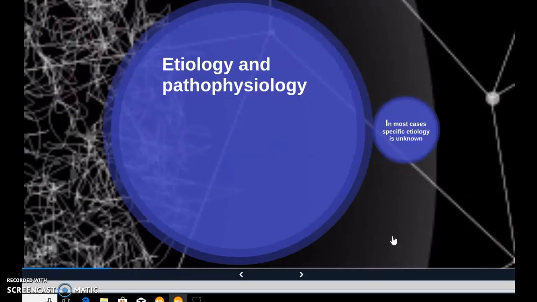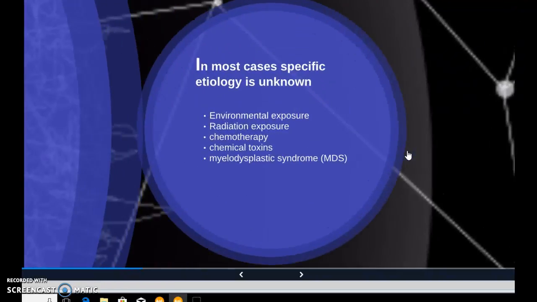So we're going to talk a little bit about the etiology and the pathophysiology of these patients. When we talk about leukemia, in most cases the cause is unknown. Certain environmental exposures have been associated with hematological neoplasms, such as radiation exposure for CML and AML. This appears to be related to survivors of the atomic bomb in Japan, which showed a peak incidence over the years after exposure.